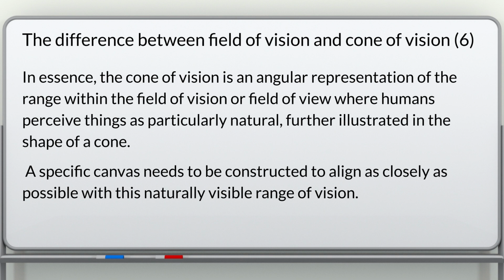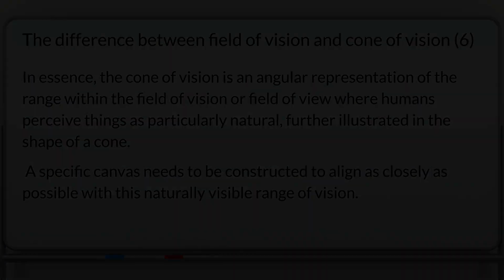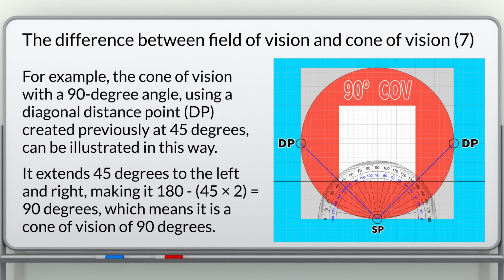A specific canvas needs to be constructed to align as closely as possible with this naturally visible range of vision. For example, the cone of vision with a 90-degree angle, using a diagonal distance point created previously at 45 degrees, can be illustrated in this way. It extends 45 degrees to the left and right, making it 180 minus 45 times 2 equals 90 degrees, which means it is a cone of vision of 90 degrees.